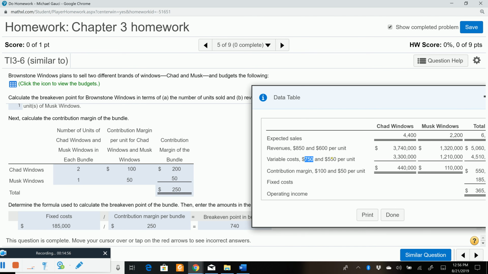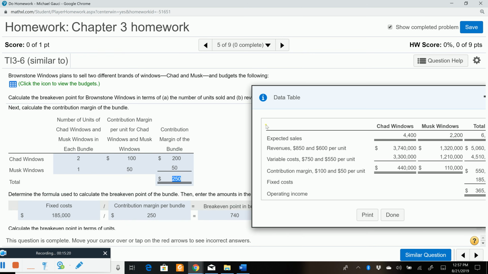How about the Musk windows? Selling price is 600. The variable cost is 550. So 600 minus 550, that's 50. 50 times 1 in the bundle, that gives you a contribution margin for the bundle of 50. Add that to the Chad windows, we get a total contribution margin for the bundle of 250.